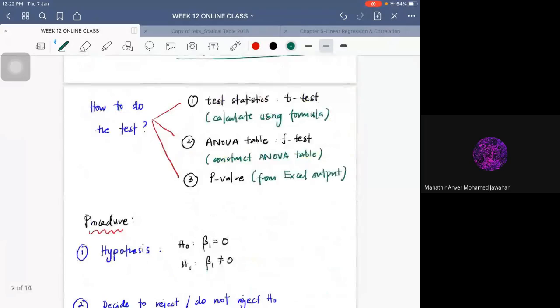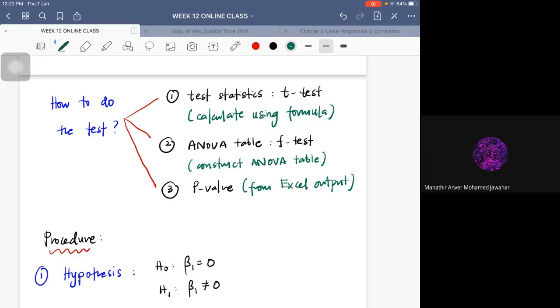Okay, how to do the linearity test. If you have watched the video, you should know that there are actually 3 ways of doing linearity tests. The first is going to be using the t-test. How do you use the t-test?